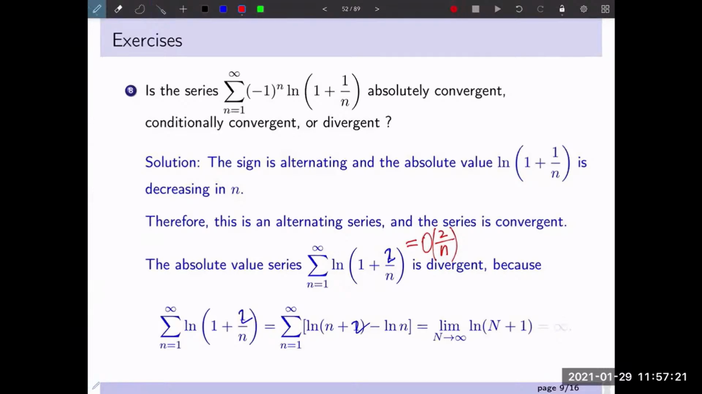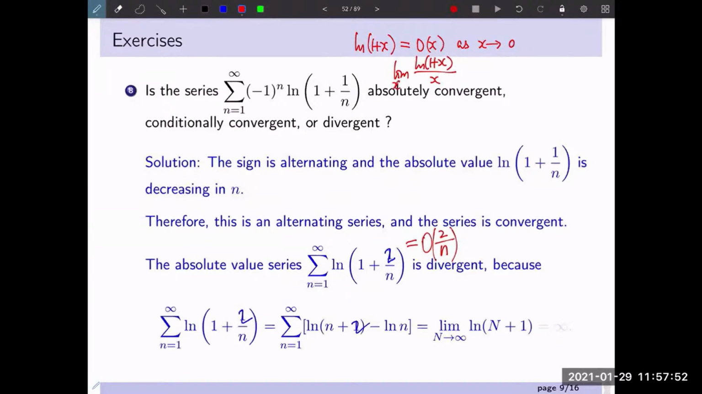Well, you know that log of 1 plus x is roughly order x as x tends to 0, right? So they are equivalent because you can use L'Hopital's rule to consider the limit as x tends to 0.